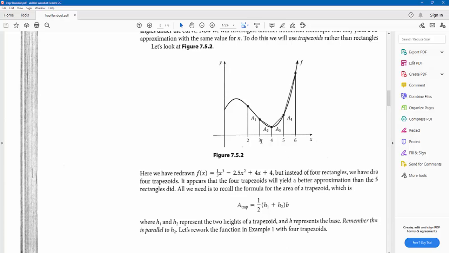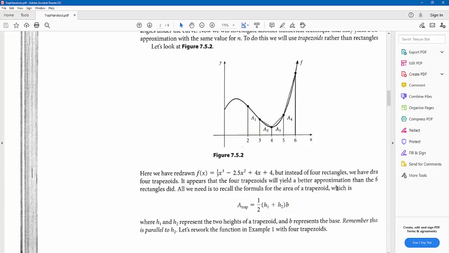Let's look at trapezoid 1 here. Because of its structure, the two sides that are parallel in trapezoid 1 remind me of heights. So the formula for the area of a trapezoid will be 1/2 the quantity h sub 1 plus h sub 2, that's the sum of the two heights, times b. Here's b, the base of the trapezoid.